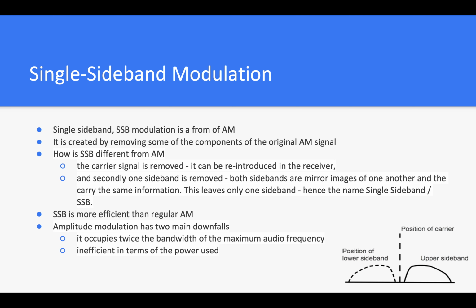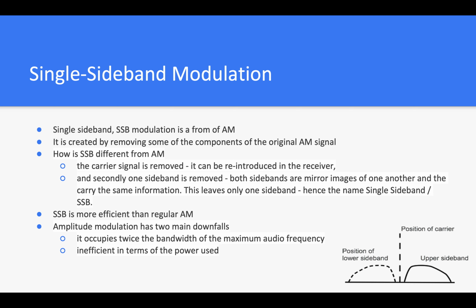Single sideband modulation is a form of amplitude modulation. It is created by removing some of the components of an amplitude modulated signal. Specifically, the carrier is removed, like with double sideband suppressed carrier modulation. But the thing that separates it is that instead of having two sidebands, we now only have one. This works since both sidebands are just mirror images of each other.